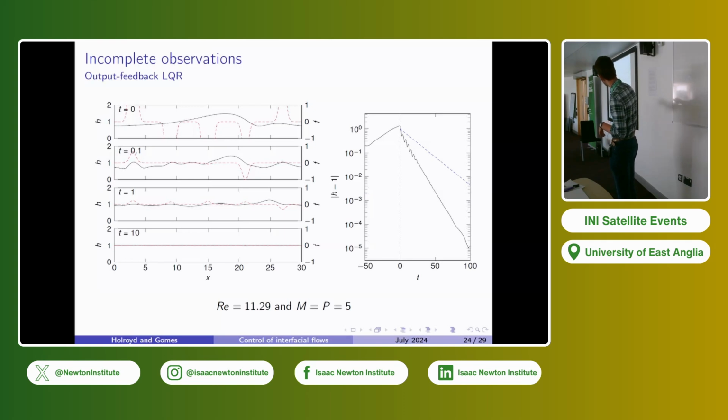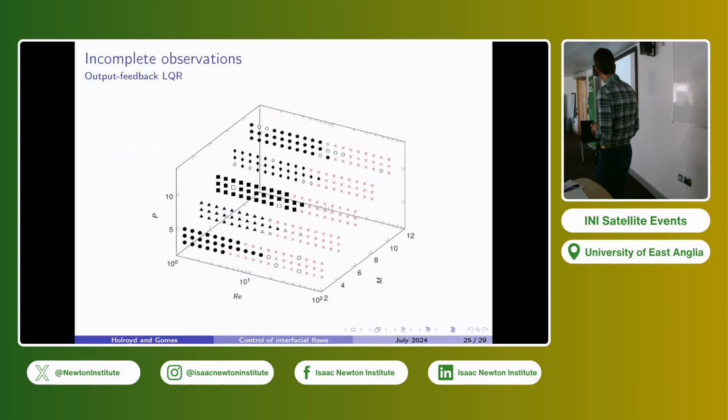But you can see here that just as before, we managed to damp out these perturbations, and unsurprisingly, it's a bit slower than it was before, but it still manages to work, which is quite nice.